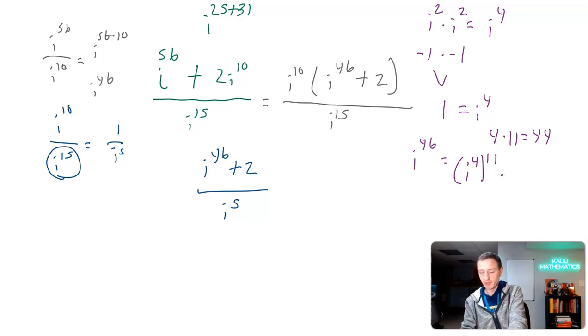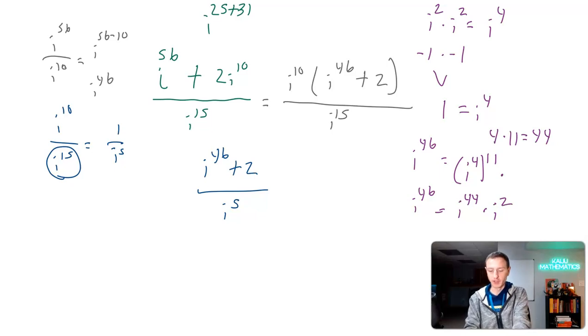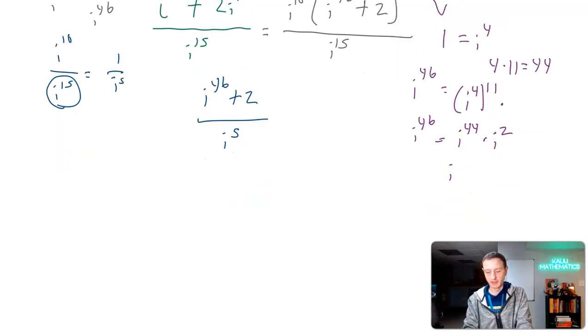And what does this need to be multiplied by, though? Because this is going to be i to the 44. And then I want it to be i to the 46th. So I have to then multiply this by i squared, because i to the 44 plus 2 is equal to i to the 46th.